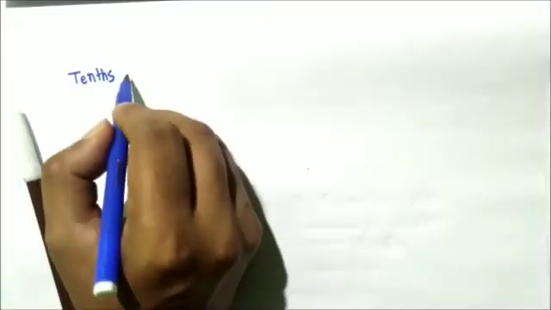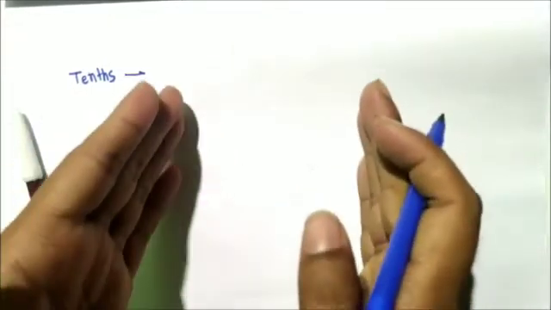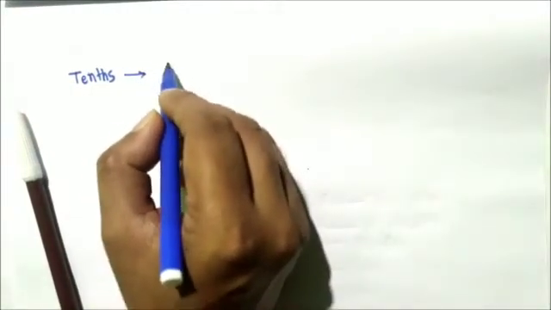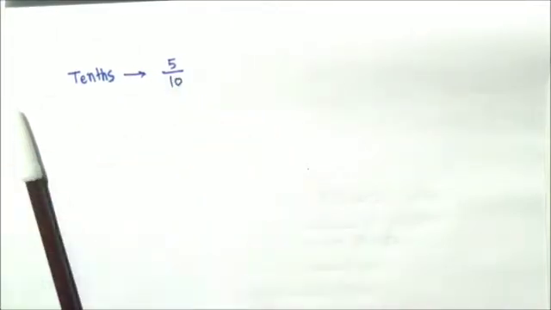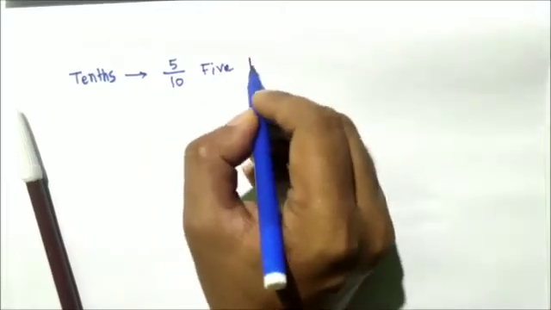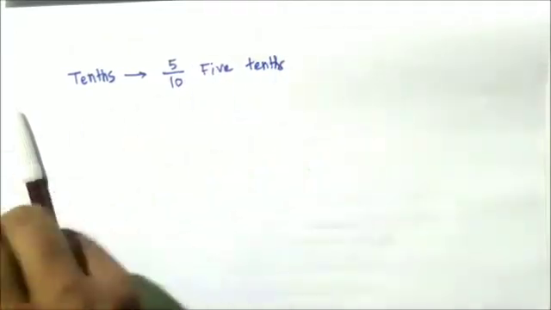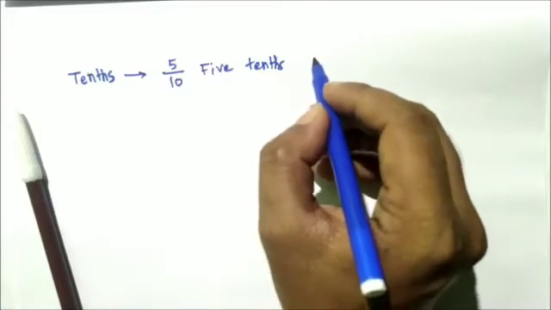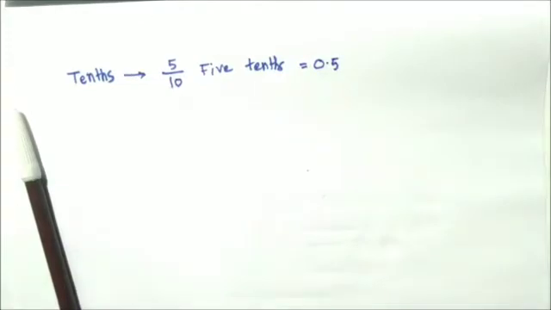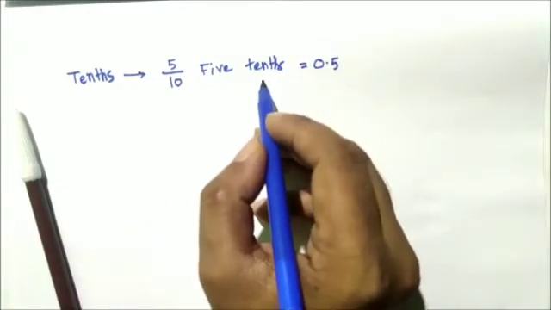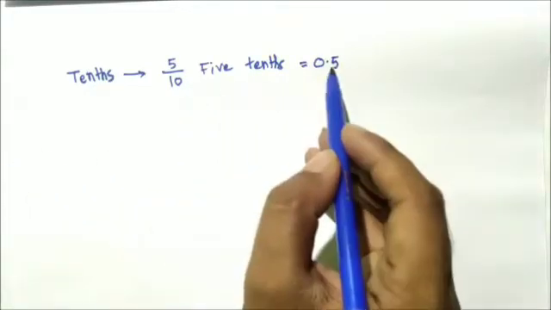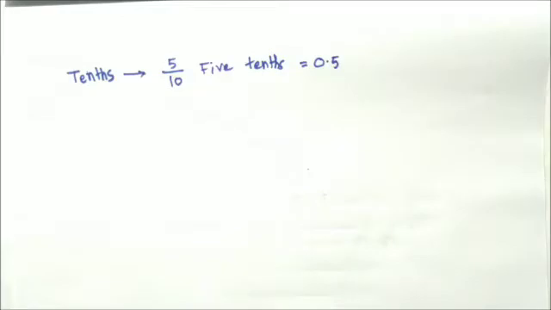Tenths means what? Say you have 10 small boxes, and out of the 10 small boxes you have colored 5 boxes, right? That can be written as 5 tenths. We will read it as 5 tenths, right? Also we can use the decimal point here to express this as 0.5, correct? This is tenths, if you have remembered. Now this dot, this point is called the decimal point, right?